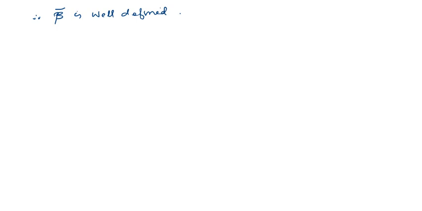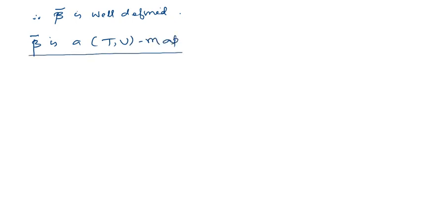So next we verify that beta tilde is a TU map. So this beta tilde, it's a map from A tensor B to C. A tensor B to this C. So let's take an element of A tensor B.